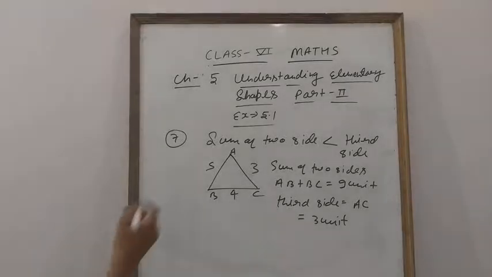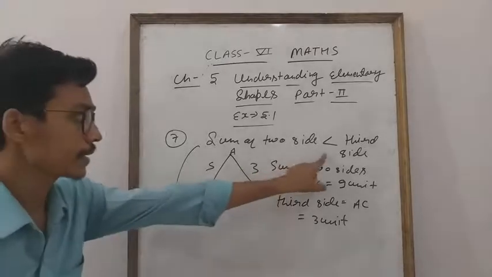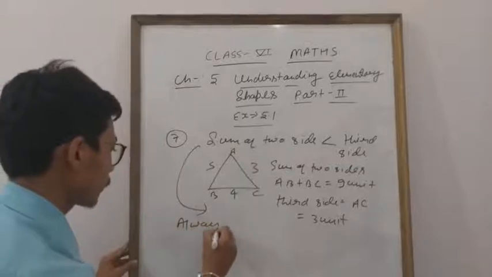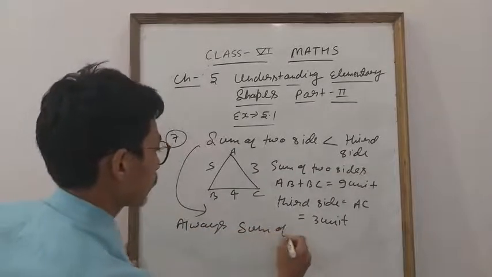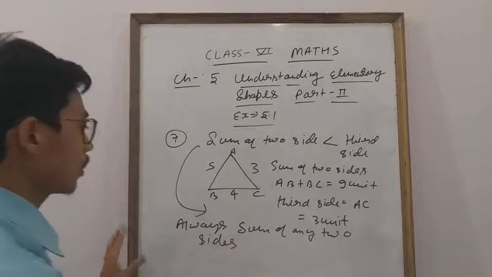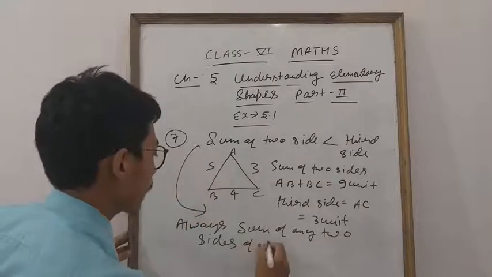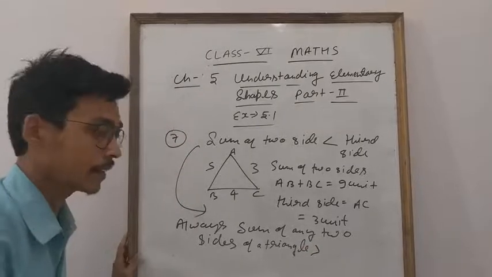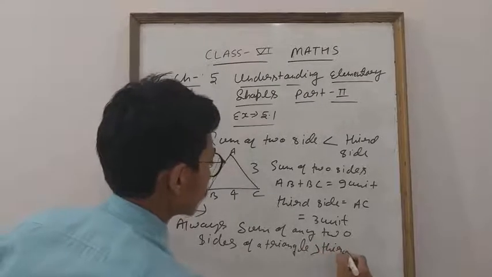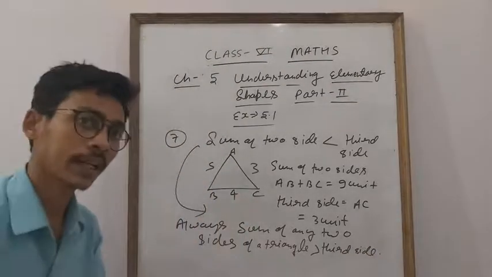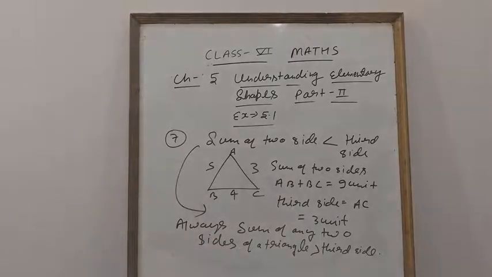Now according to the question, it is given that the sum of two sides is less than the third side, but this is wrong. Always the sum of any two sides of a triangle is greater than the third side, then it is a triangle. Okay everyone, remember: the sum of any two sides of a triangle is always greater than the third side. This is the property of the triangle. The statement which is given is wrong.